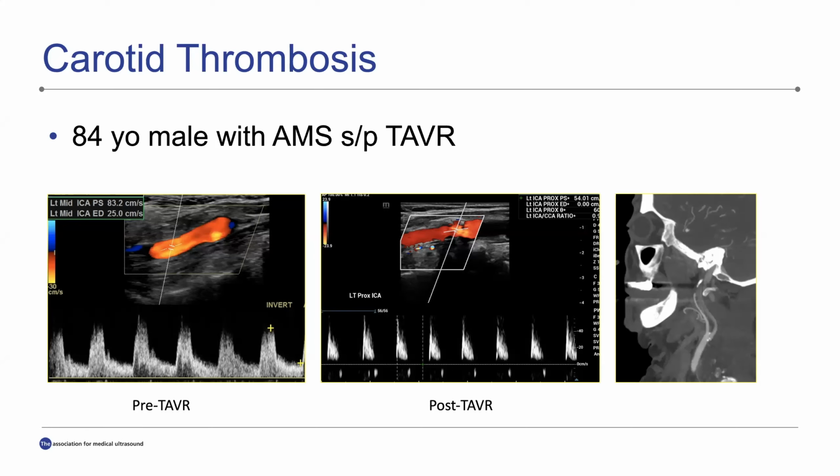A repeat carotid duplex was done, showing a very abnormal waveform with loss of diastolic flow, indicating that there was distal obstruction. This precipitated the CT angiogram, which showed that there was thrombosis of the internal carotid artery, accounting for the symptoms. So this combination of the duplex scan and the CT angiography is very helpful in identifying the cause of the abnormality, which was carotid thrombosis.